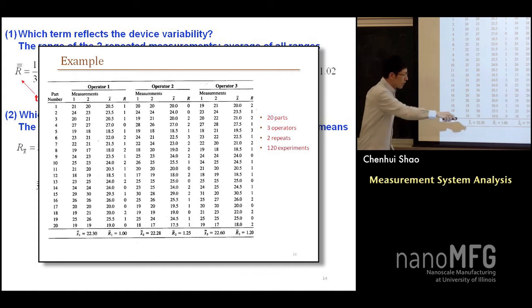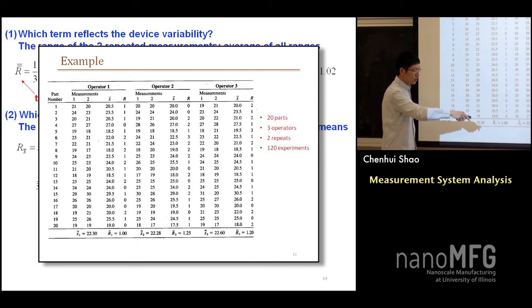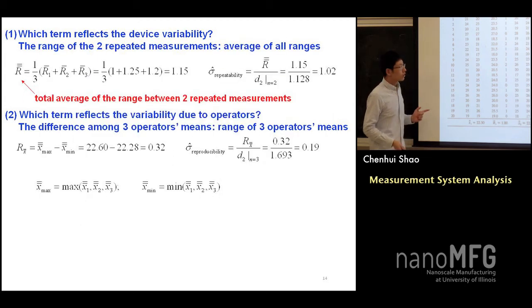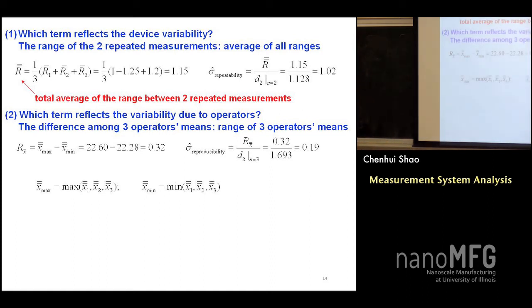Now we look at this direction for the final row. We can look at X1 double bar, X2 double bar, and X3 double bar. By getting an average, we eliminate the effects of part to part and repeats. If X1 double bar, X2 double bar, and X3 double bar are very different from each other, it means that the operators are giving different values for the same parts. Does that make sense? So that's why we should calculate R X double bar.